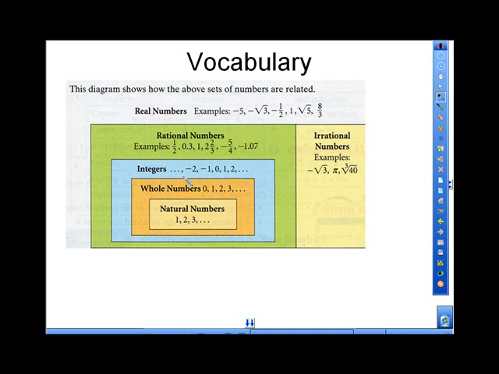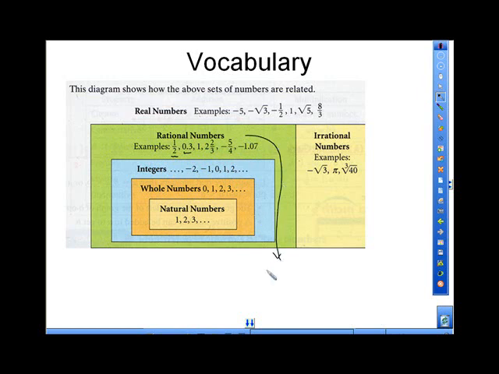Integers, we're going to include the negative numbers, so you're going to have negative 2, negative 1, 0, 1, 2. Just remember integers, that's when we begin to include negative numbers. Now, rational numbers, we're going to start to include fractions and also decimals, and the fractions and decimals can also be negative. So rational numbers, we include the fractions and the decimals.